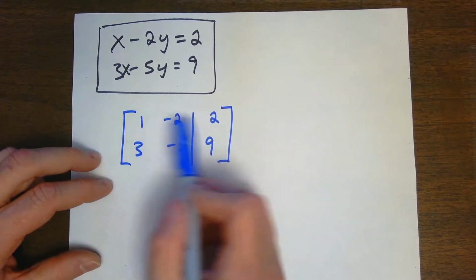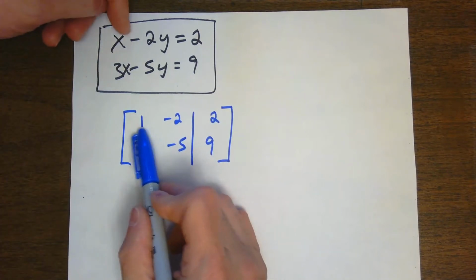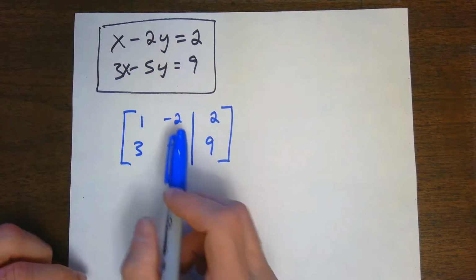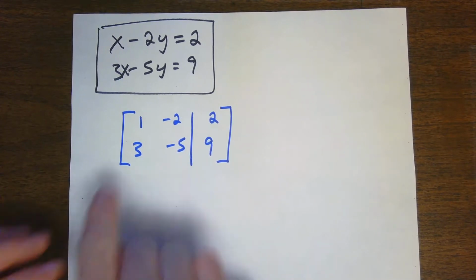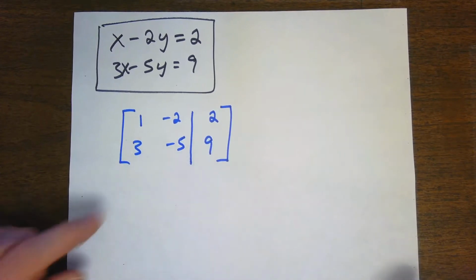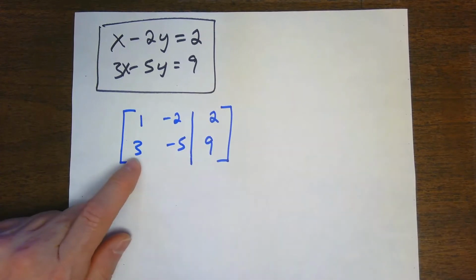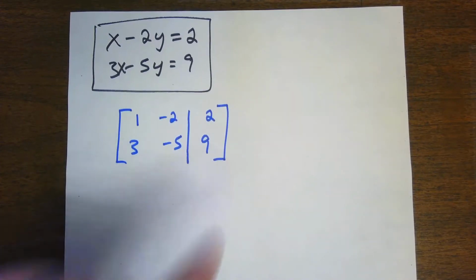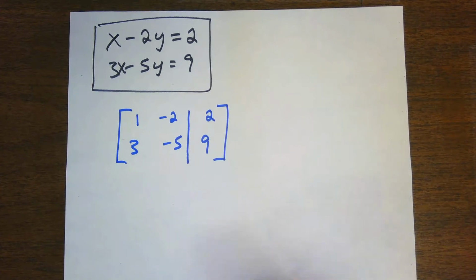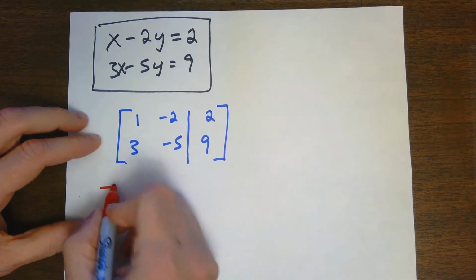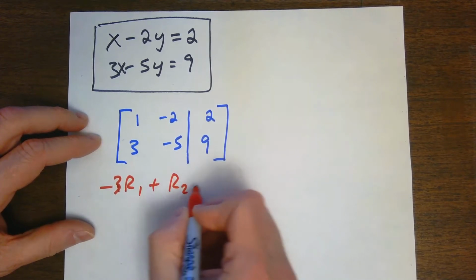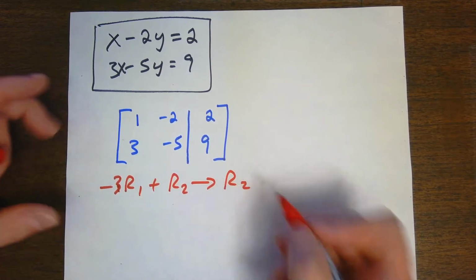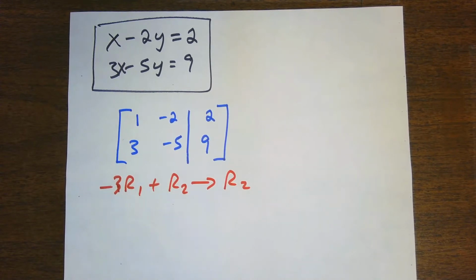But this isn't telling me that x is equal to 2. This is telling me that x minus 2y is 2. I'm going to want to get rid of that 2. I want to get rid of that 3. The first thing we're going to do is get rid of that 3. I'm going to make it a 0. Now, I can't just subtract 3 from each entry. We're not allowed to do that. But I can take -3 times row 1, add that to row 2, and put it in for row 2. Go ahead and pause the video and try it and see what you get.